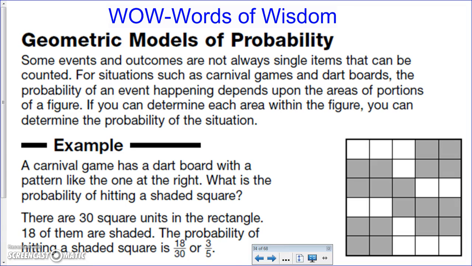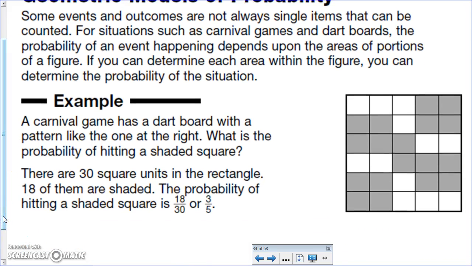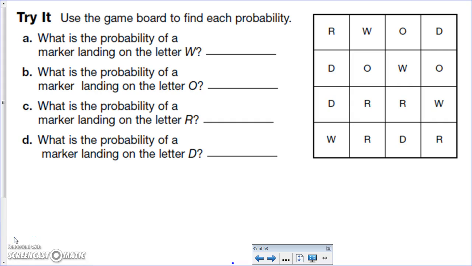A carnival game has a dartboard with a pattern like the one at the right. What is the probability of hitting a shaded square? There are 30 square units in the rectangle. 18 of them are shaded. The probability of hitting a shaded square is 18/30ths, or 3/5 when simplified. Try it. Use the game board to find each probability.